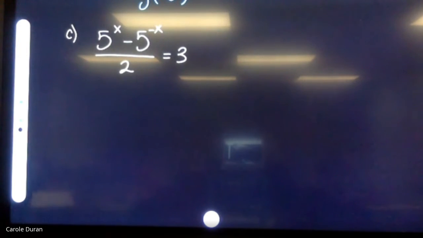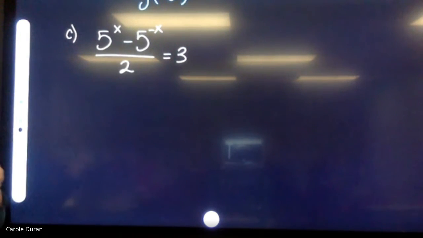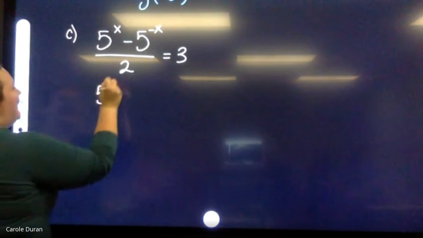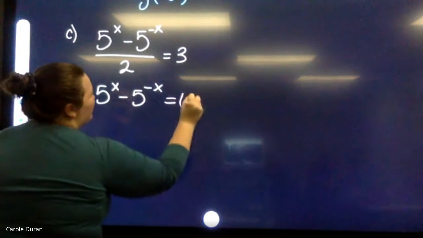Third example, 5 to the x minus 5 to the negative x all over 2 equals 3. Multiply the 2, I guess. Okay, so why would I multiply the 2 first? It's the easiest thing on there, to get it all to one level. So I multiply the 2 across to the right-hand side: 5 to the x minus 5 to the negative x equals 3 times 2, which is 6.